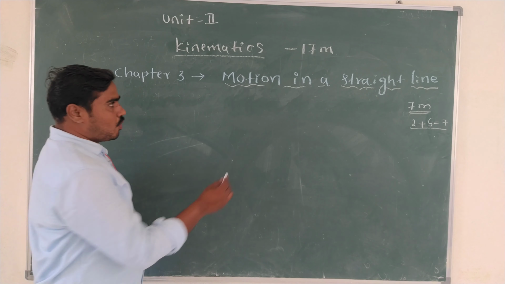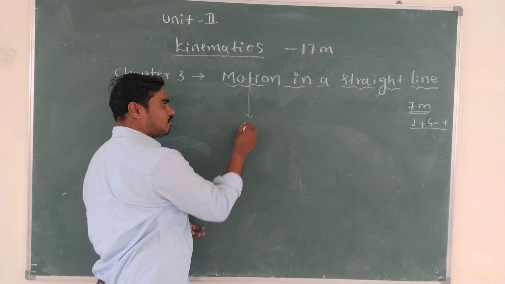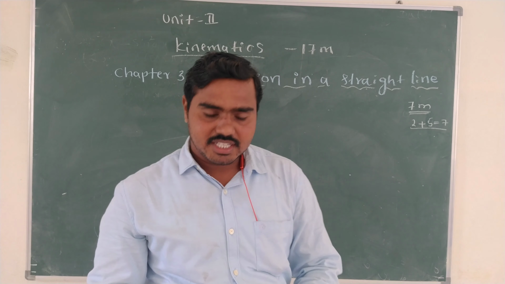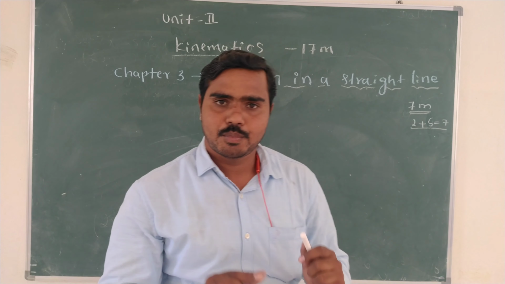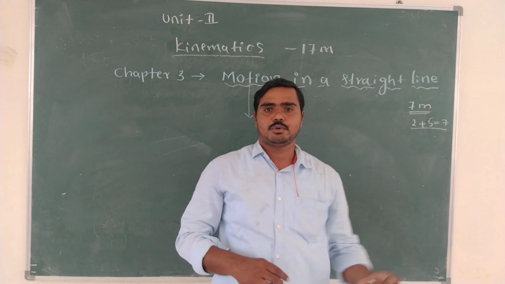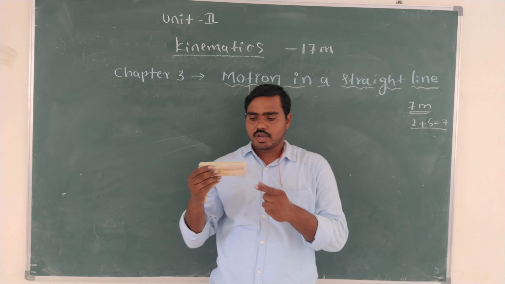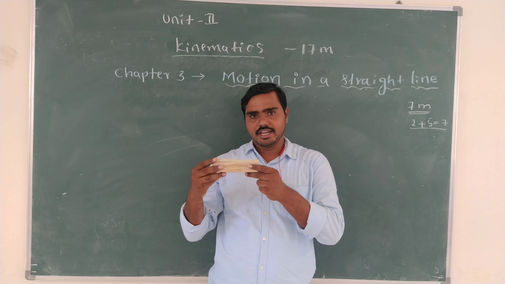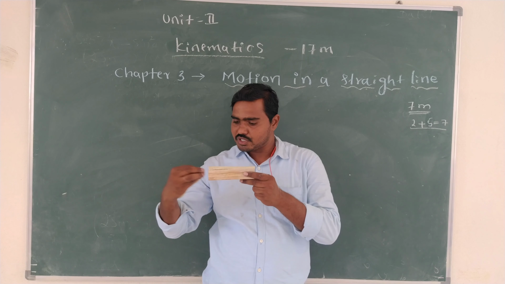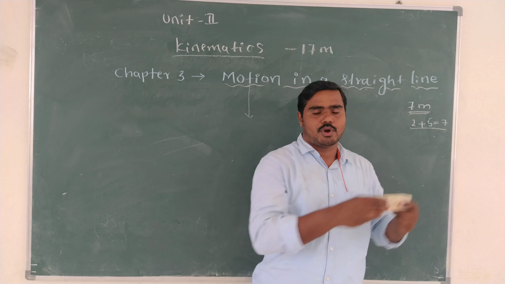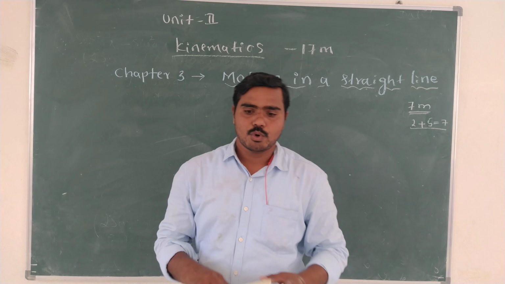Here, motion: what is the definition of motion? The position of an object changes with respect to time is called motion. For example, this is an object. After applying force, it moves from rest; the body changes position from one point to another point. That is called motion.